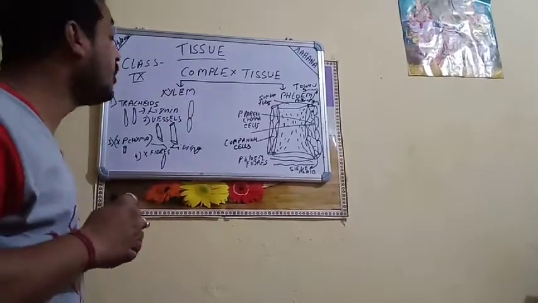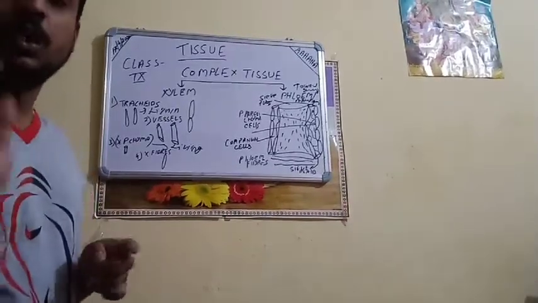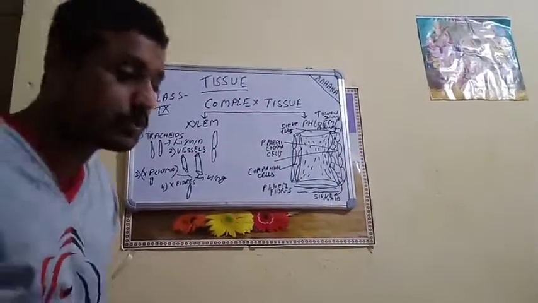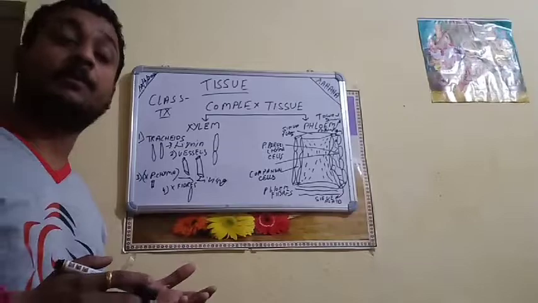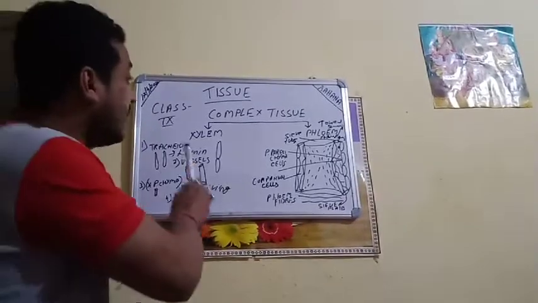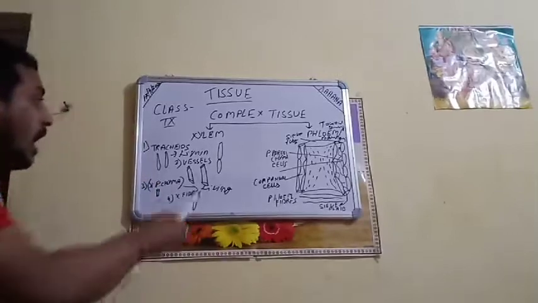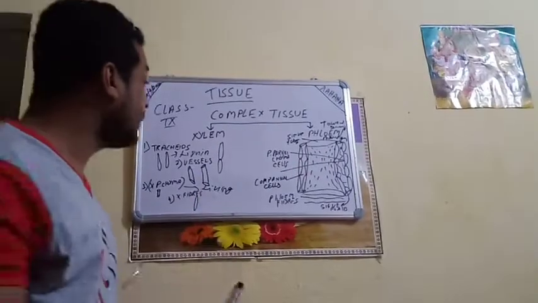But xylem will only move against the gravity. It will not move towards the gravity because it has to carry water to the upper part. So it will always move against the gravity. But phloem moves in both directions, towards as well as against. Now, I hope the xylem is clear. Next one is the phloem.